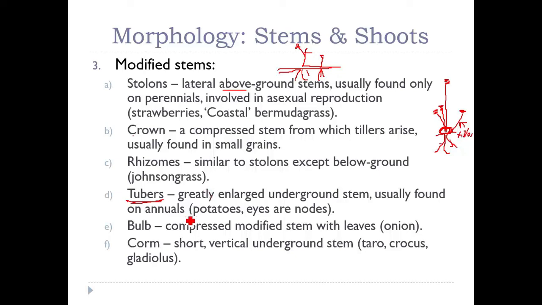We've already talked about tubers. Bulbs are compressed modified stems with leaves. An onion is a good example of a bulb. And a corm is a short vertical underground stem. It's usually just not as meaty. Basically, it's very similar to a bulb. It just doesn't have quite the mass to it. It doesn't have the mass of leaves associated with it. We have these in taro, the crocus plant, and gladiolus. Corms are not really all that important in agronomic crop plants.